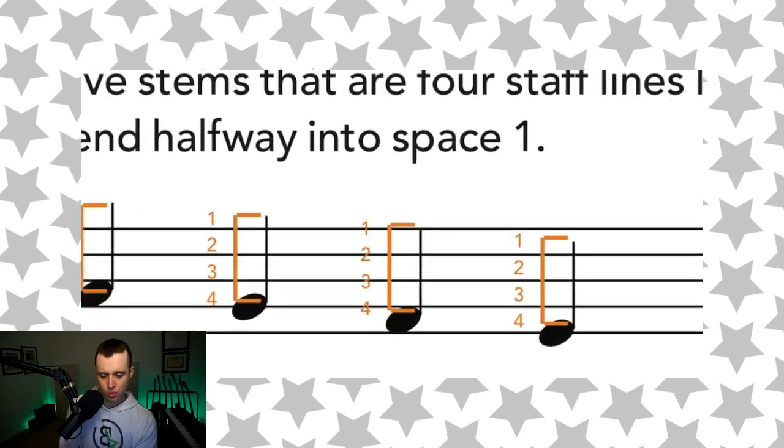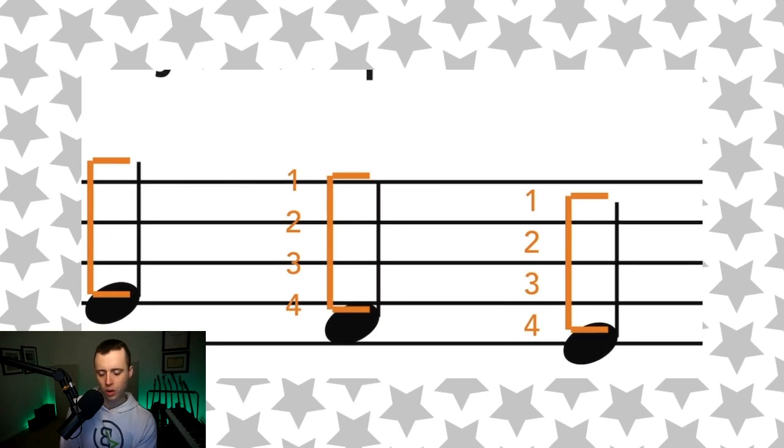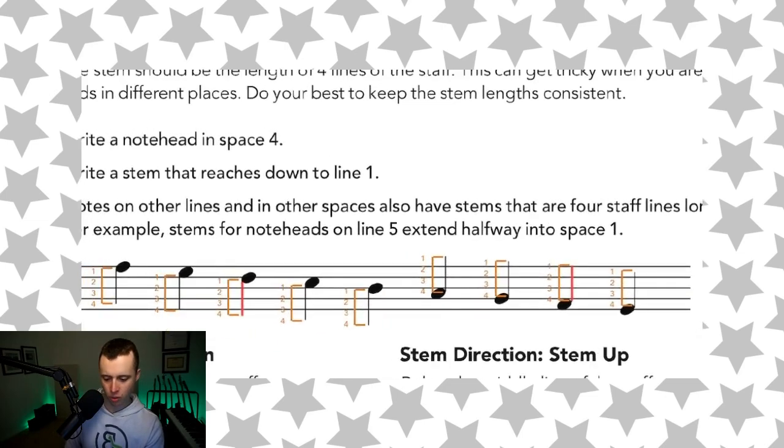Now you can see as well, if you write a note head in space 1 of the staff, sure enough, 1, 2, 3, 4 staff lines up. That's the length of the stem for notes.